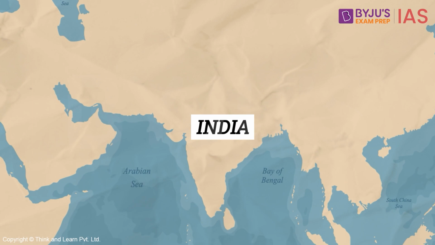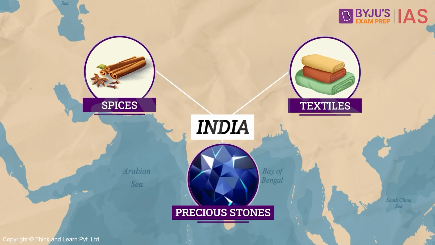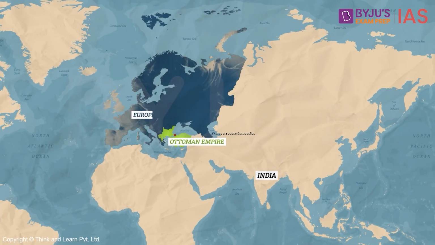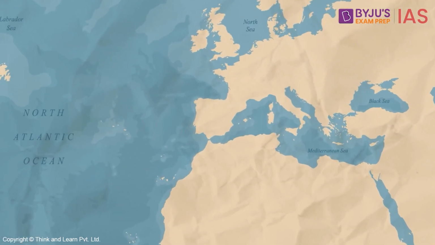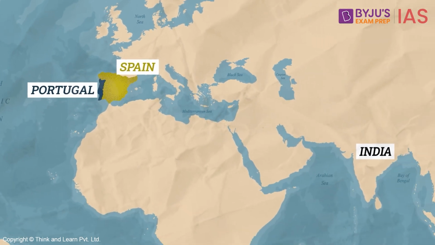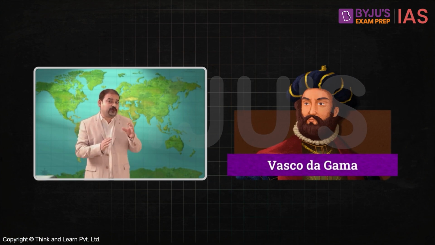So, how did that happen? Well, India was widely known for its spices, textiles, precious stones, and other commodities, which fetched high prices in the European markets. But when the Ottoman Empire captured Constantinople in 1453, the direct contact between the Europeans and India declined. To re-establish trade links, Western European countries like Spain and Portugal invested their resources to find a trading sea route to India. One of these earliest expeditions was led by Vasco da Gama, a Portuguese explorer.